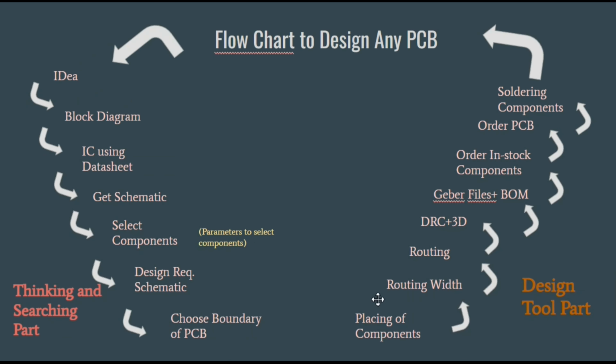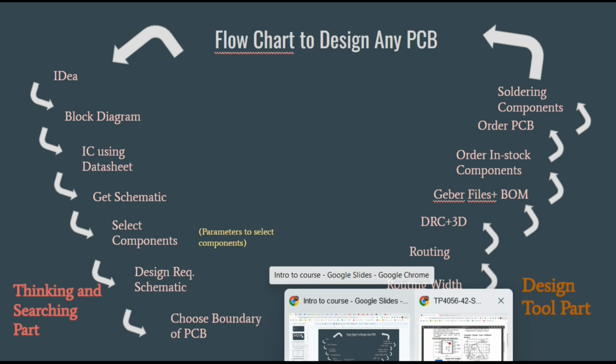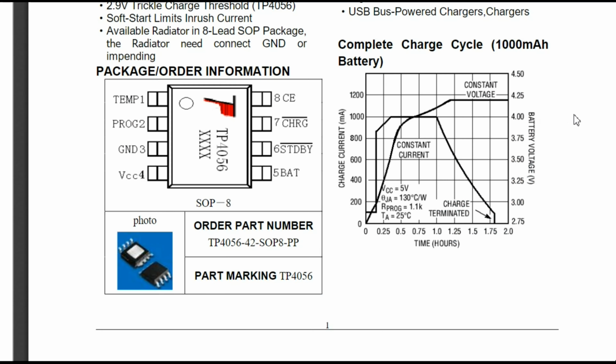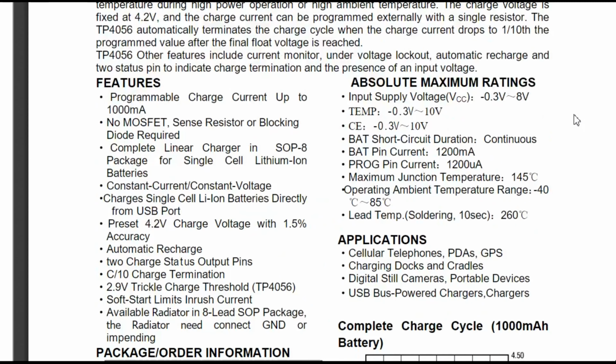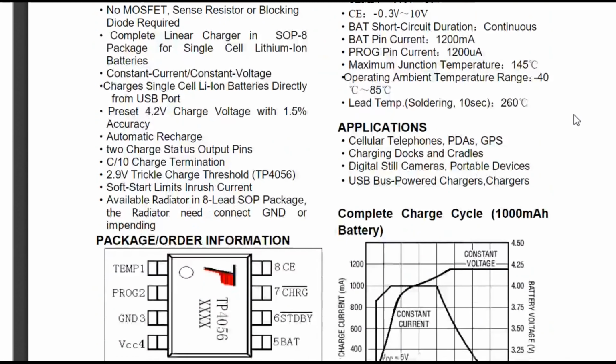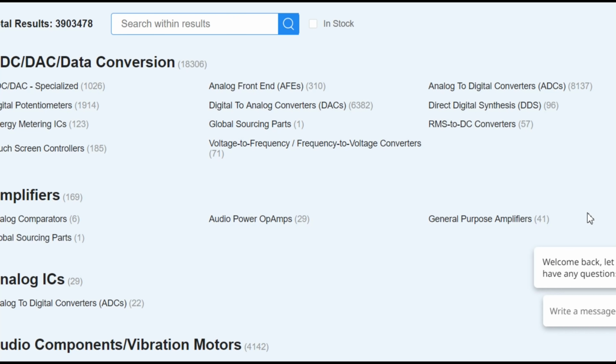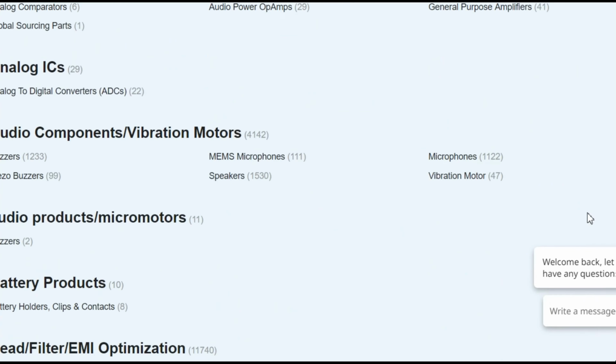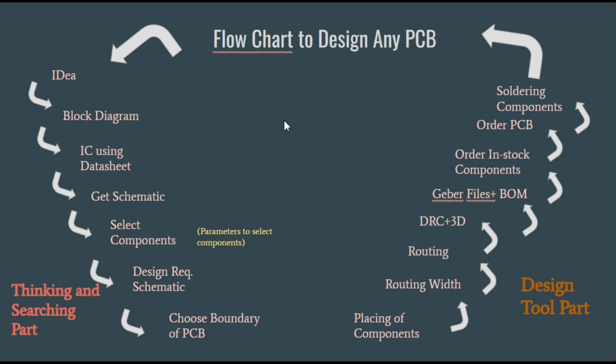One of the most important parts in PCB designing is the understanding of datasheets. So we will understand a series of datasheets, not only to select our IC but also for the selection of different components. So we will read and understand the datasheets of Zener diode, different capacitors, different inductors. With the help of JLCPCB and LCSC libraries, we can choose our required components.